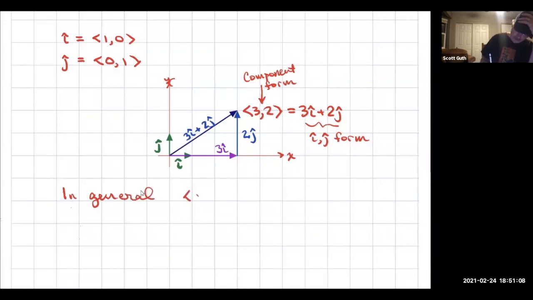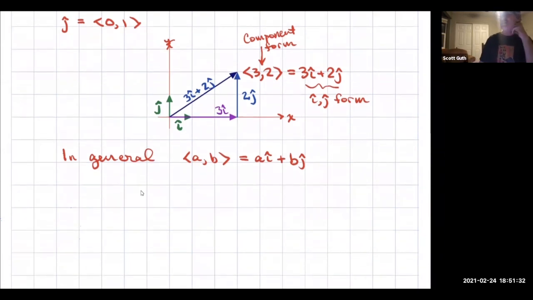And they're equivalent. So in general, the vector a, b can be written as ai plus bj. Okay. And I hate that notation. I hate the ijk notation. So you won't see me use it much unless it comes up in the textbook or something like that. And there are a few cases where it's convenient. Mostly it's convenient when you do a cross product.